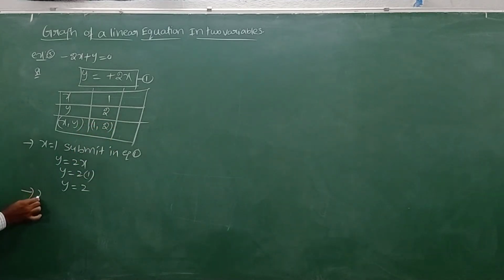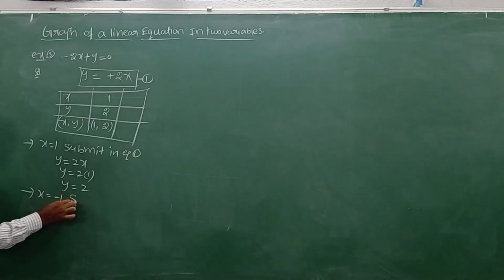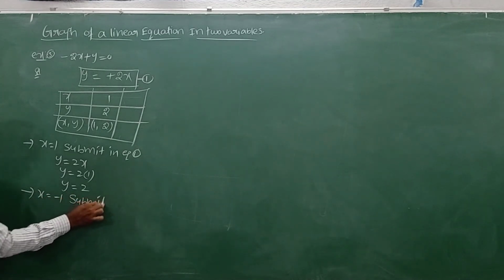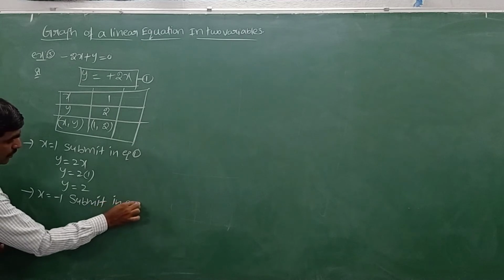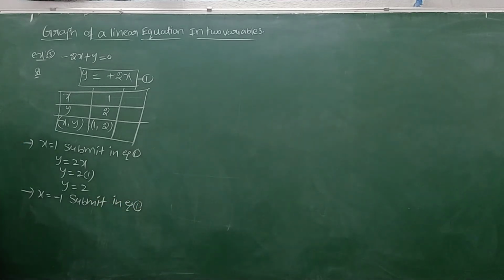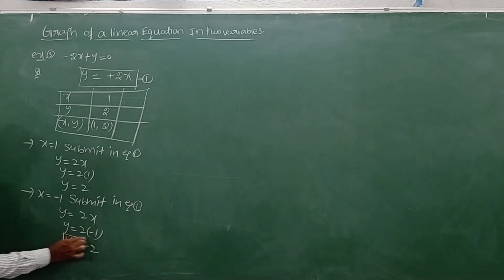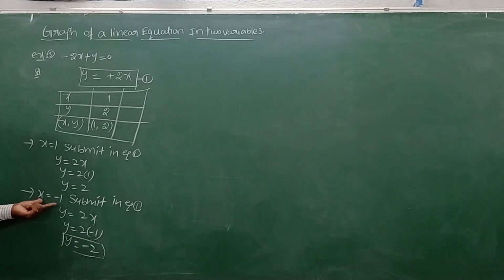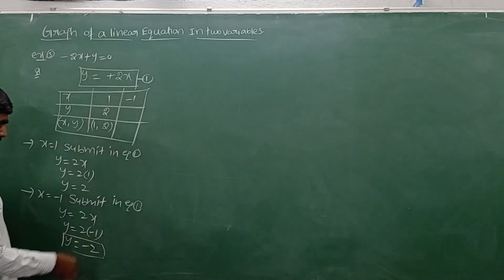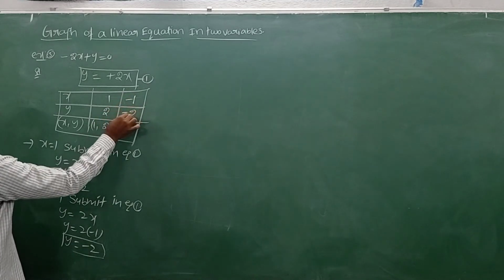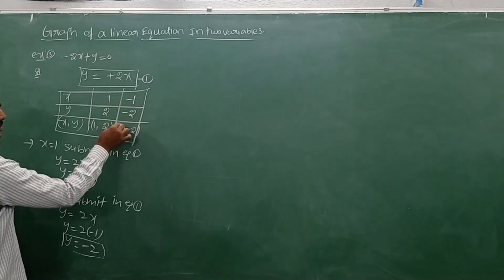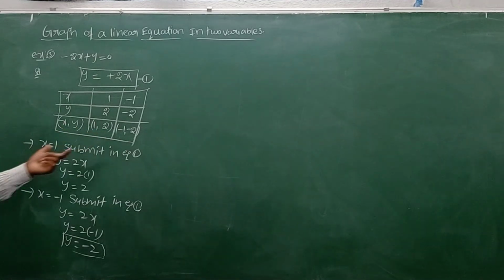Now let me take x is equal to -1. Substitute this in equation 1. Now what is equation 1? y is equal to 2x. y is equal to 2 in the place of x, let me take -1. y is equal to 2 into -1. I got y is equal to -2. By taking x value -1, I got y is equal to -2. Now what is the ordered pair? -1, comma -2. These 2 solutions are enough to plot the graph.